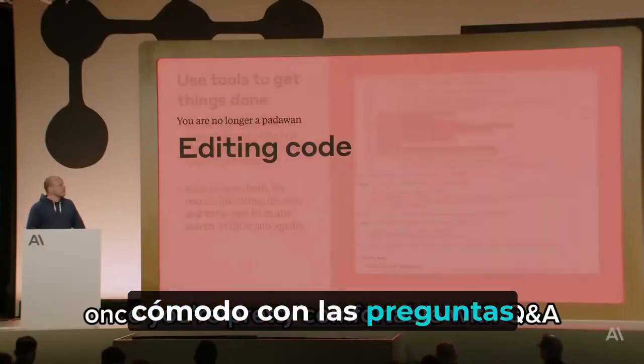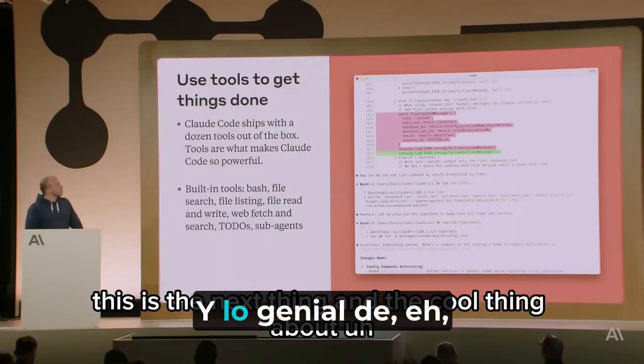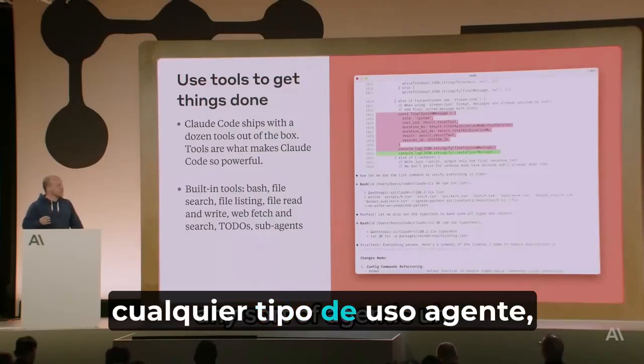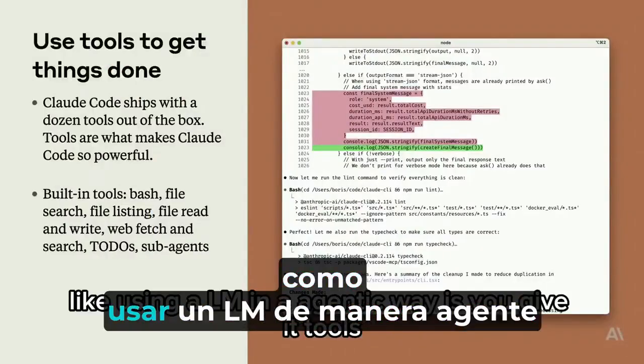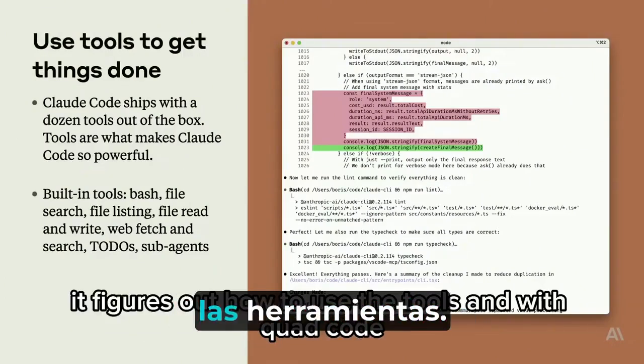Once you're pretty comfortable with Q&A, you can dive into editing code. This is the next thing. And the cool thing about using an LLM in an agentic way is you give it tools, and it's just like magical. It figures out how to use the tools.